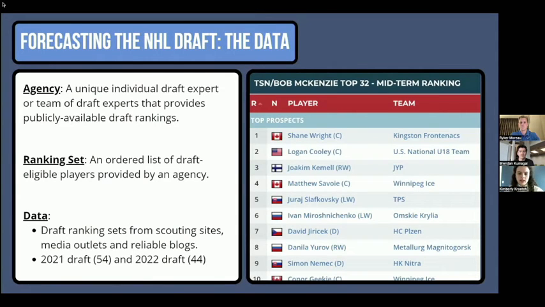Each year, there is only one NHL draft from which we can obtain a rank ordering of the players. To obtain more data, we use publicly available prospect rankings provided by draft experts, such as scouting sites, media outlets, and reliable blogs. We refer to each of these experts, or team of experts, as an agency, and refer to an agency's prospect ranking as a ranking set. We have 54 ranking sets for the 2021 draft and 44 for the 2022 draft. As an example, we have displayed on the right a ranking set from TSN's Bob McKenzie for the 2022 draft.